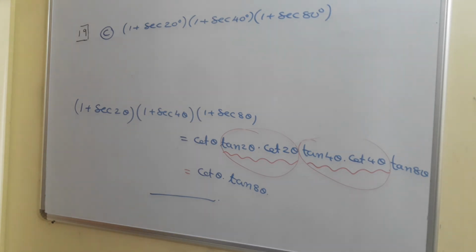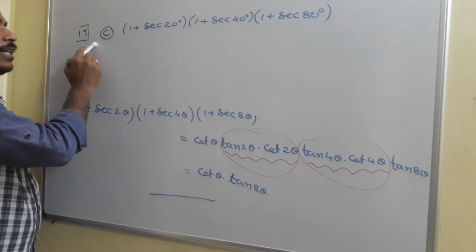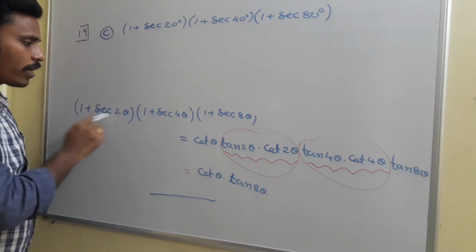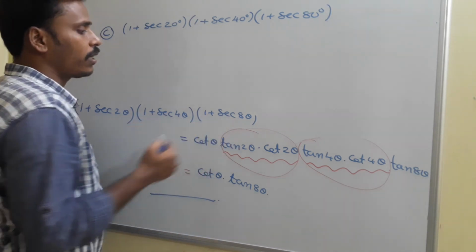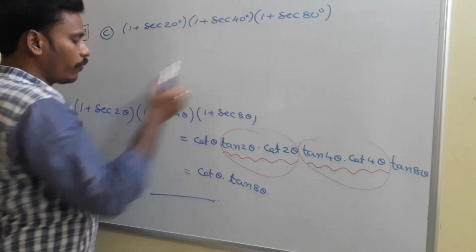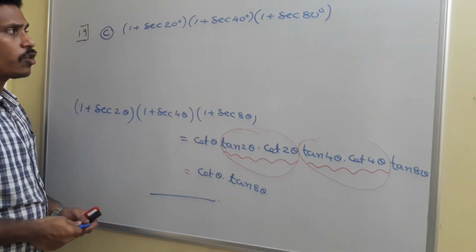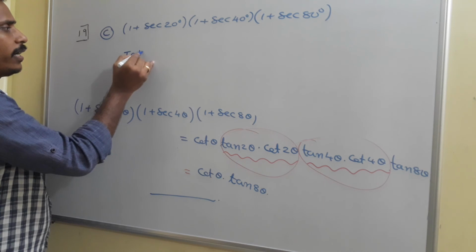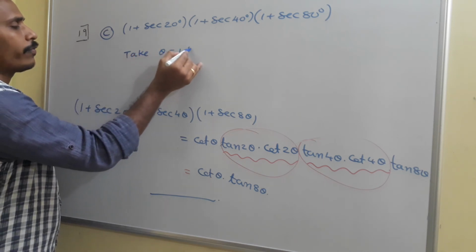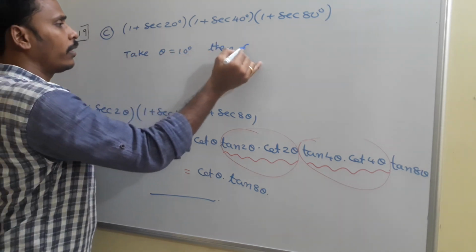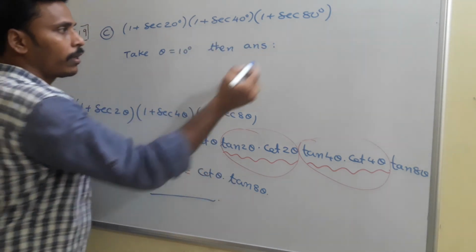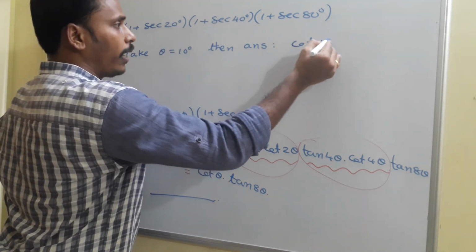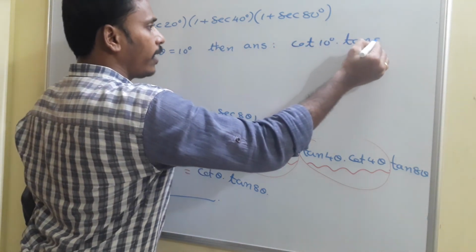So our target is to find 1 plus secant 20, 1 plus secant 40, 1 plus secant 80 as 19c. Now we need to use this 19b. Just look there: this is 1 plus secant 2 theta, 1 plus secant 4 theta, 1 plus secant 8 theta. If you compare the given expression with this, it directly suggests that theta equals 10 degrees. If theta is 10 degrees, then what is your answer? You need to take theta as 10 here also. Then it becomes cot 10 degrees into tan 18 degrees.